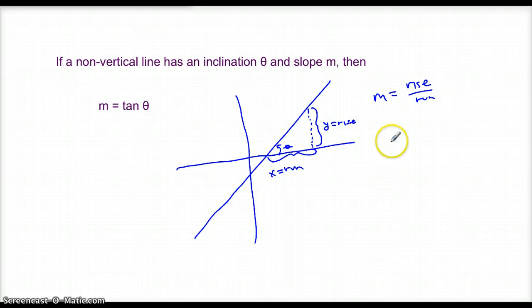So notice that for the angle theta, rise over run is the same as opposite over adjacent. Well, rise over run, the slope, is equal to opposite over adjacent side, and that is simply the tangent of our angle theta. So our slope is the tangent of the angle.